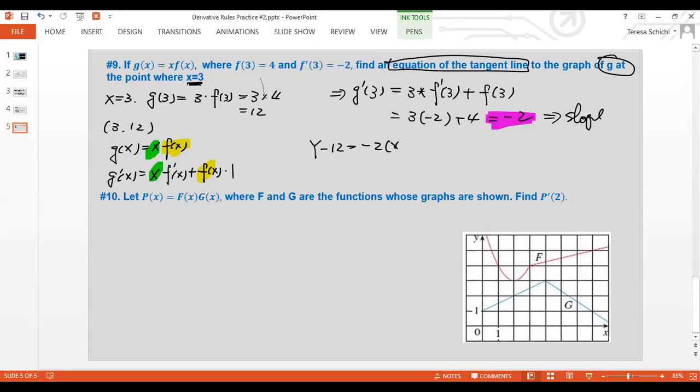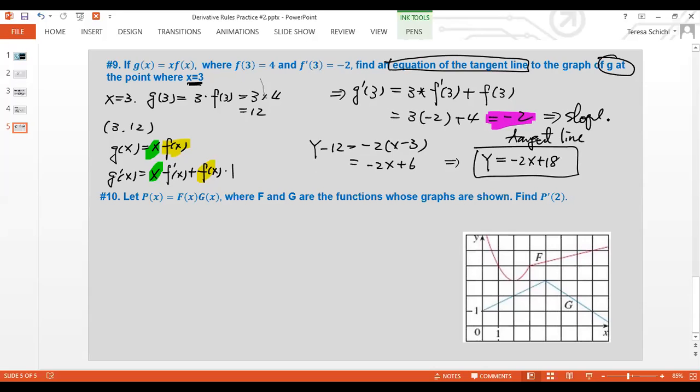X minus 3. So this will be -12 plus 6. So you move the -12 over. So what is your final answer? So y will be -2x plus 18. That will be my tangent line here. You see here for both videos, we always practice how to find the tangent lines, right?